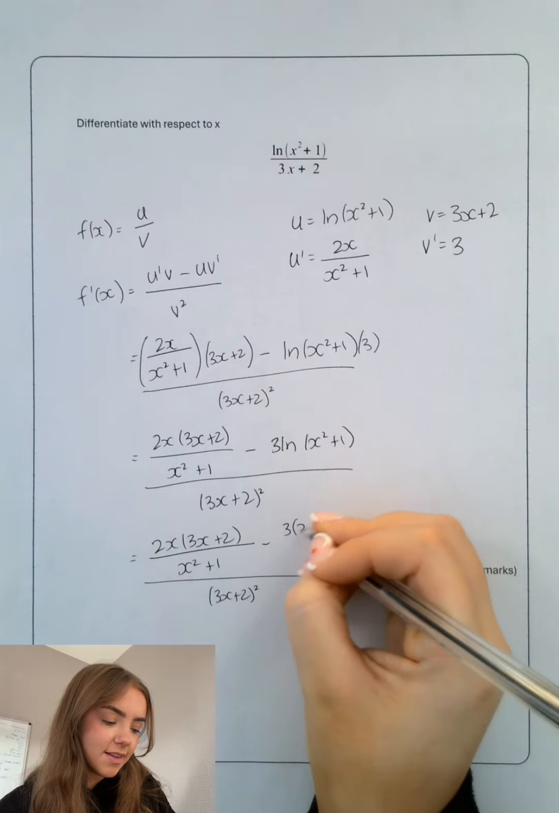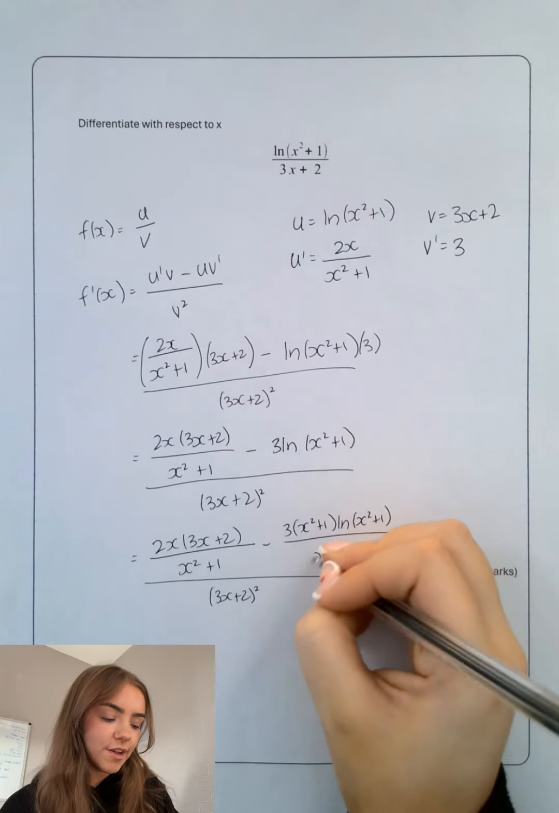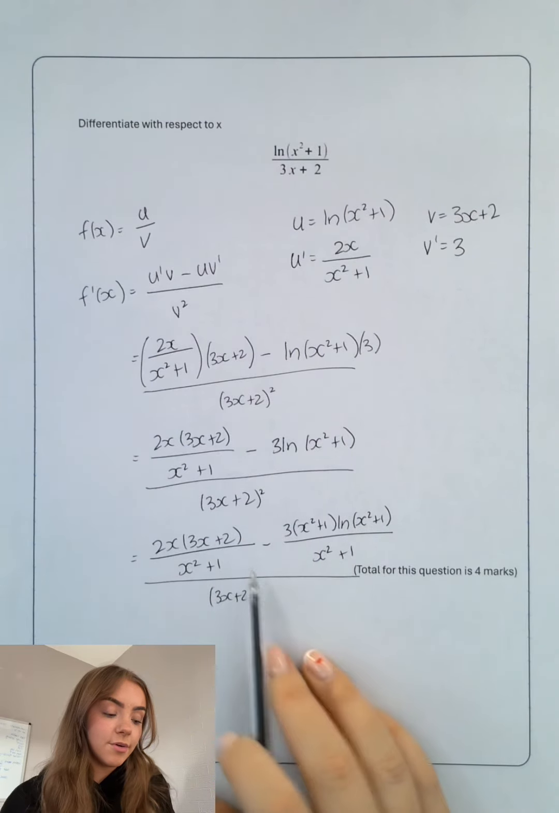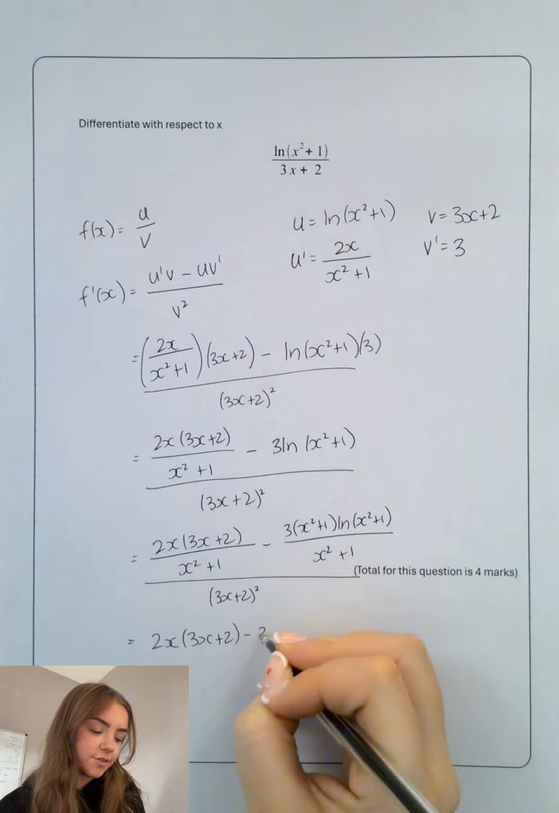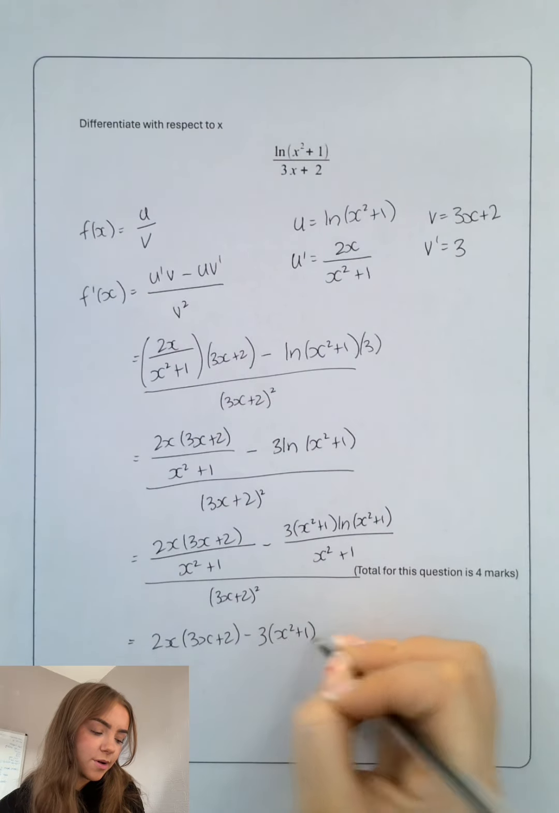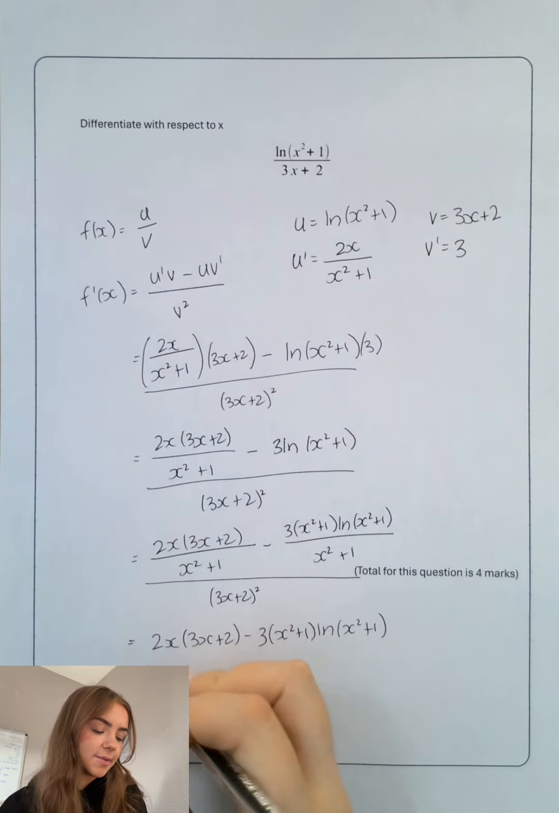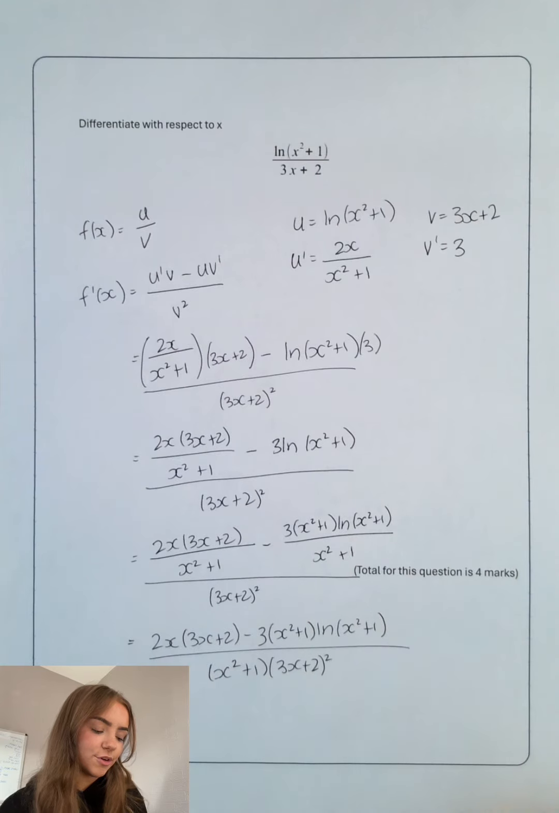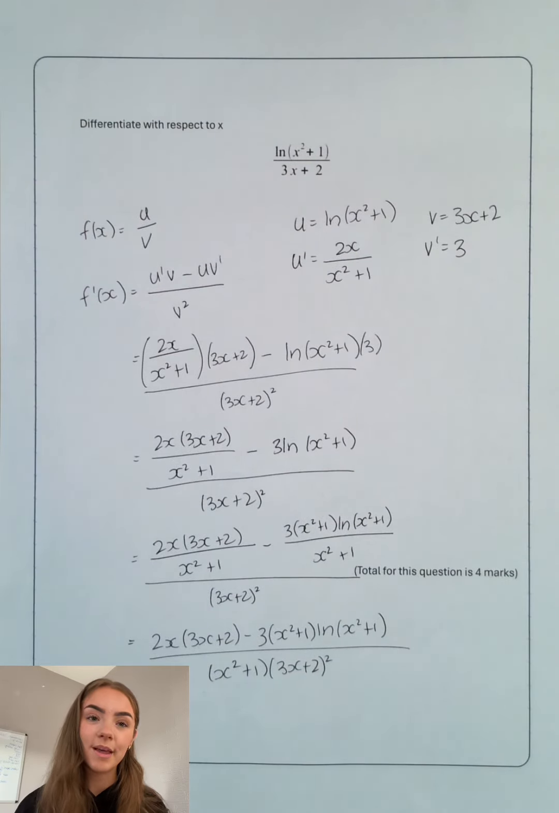This will give us 3 times (x squared plus 1) times ln of (x squared plus 1) all over x squared plus 1. Now that both of these terms have the same denominator, we can take across the top. So on top we have 2x times (3x plus 2), subtract 3 times (x squared plus 1) times ln of (x squared plus 1), and we can combine this with our other denominator, giving us (x squared plus 1) multiplied by (3x plus 2) squared. You could, if you wanted to, expand some of those brackets out. For me, I'm going to leave everything factorised, so this will be my final answer.